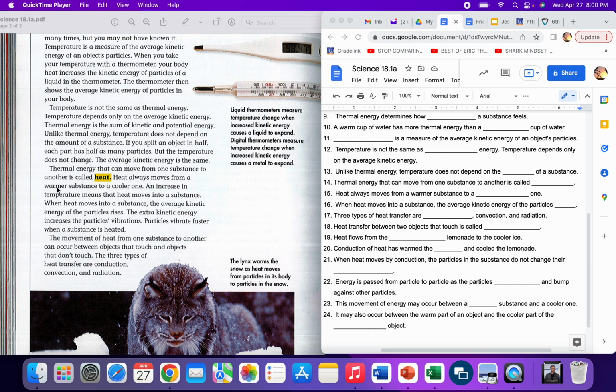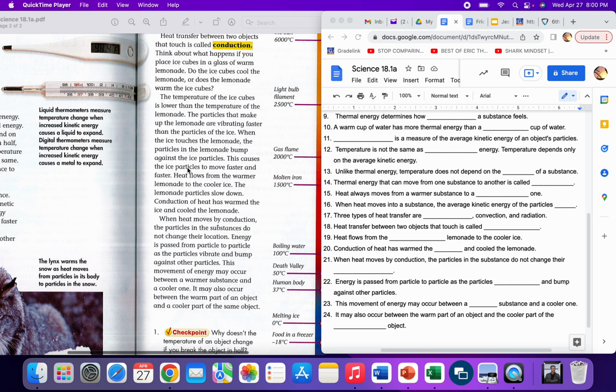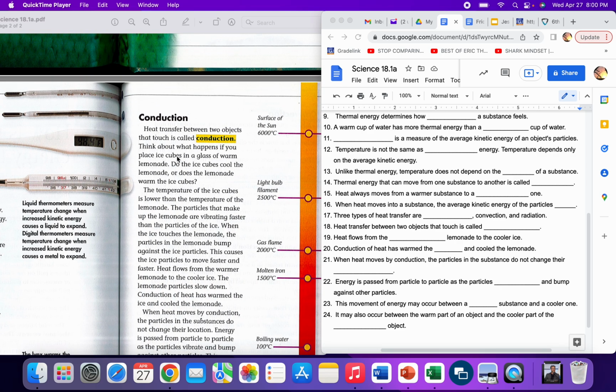Heat always moves from a warm substance to a cooler one. That's how we are transferring heat. And so we're going to talk about the next page because we'll try to get that straight in our head to understand that. So here are the three types we're going to talk about. Today I'm going to take conduction, and then next week, Monday, we'll get convection, radiation, how we increase transfer, and how we slow it down.